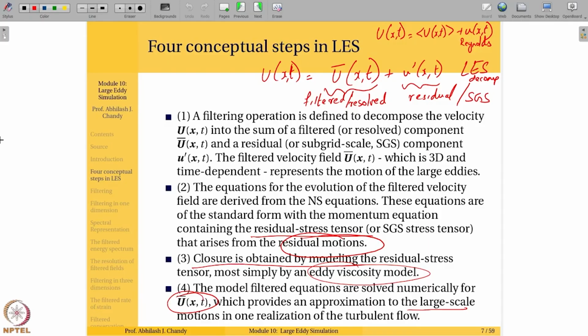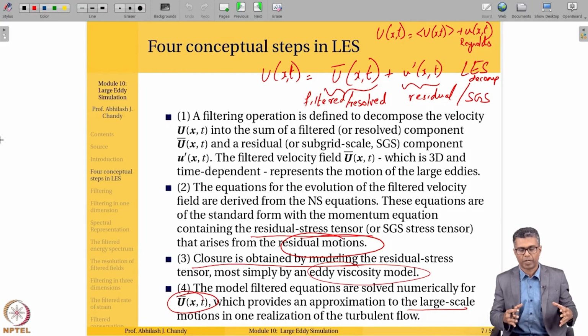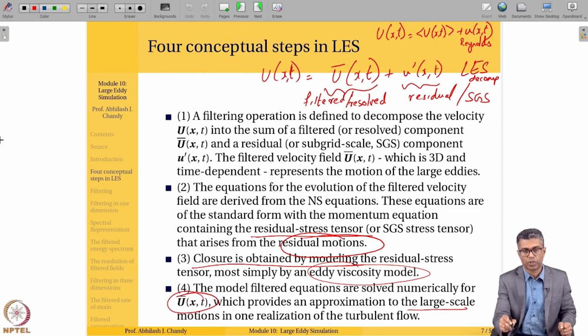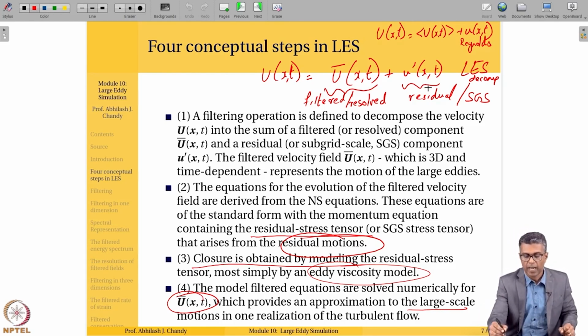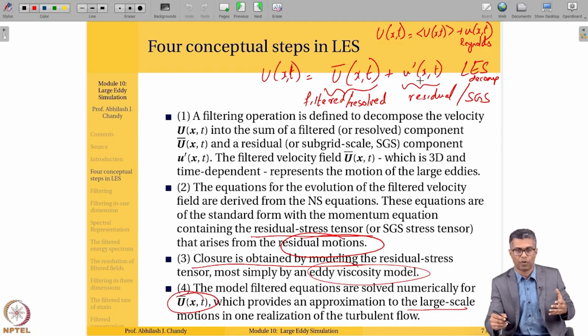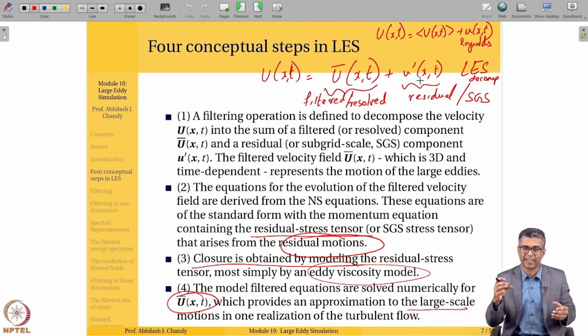Hello everyone. Towards the end of last class, we were discussing the 4 conceptual steps in LES, right? Let me refresh your memory here. The first one was defining the filtering operation in such a way that you filter the velocity and get a filtered velocity and a residual velocity. That is what is written on the slide. You have u equals u bar plus u prime. U bar is your filtered velocity field and u prime is the residual velocity field, or the subgrid scale velocity field, anything that is inside the grid as I had drawn earlier.